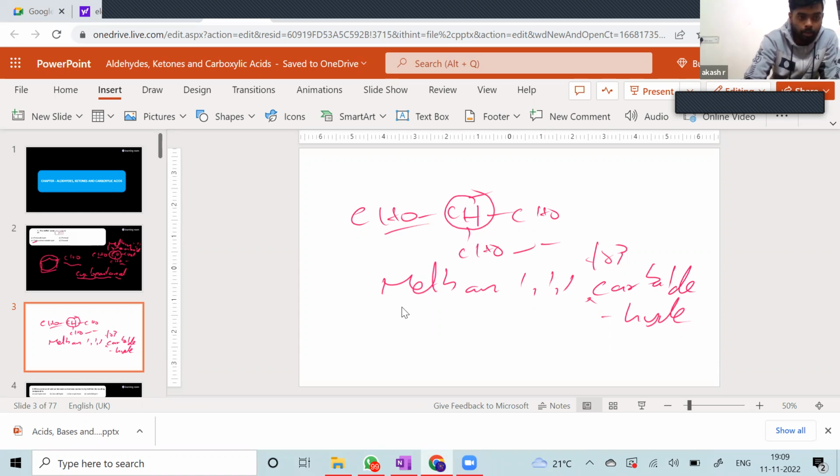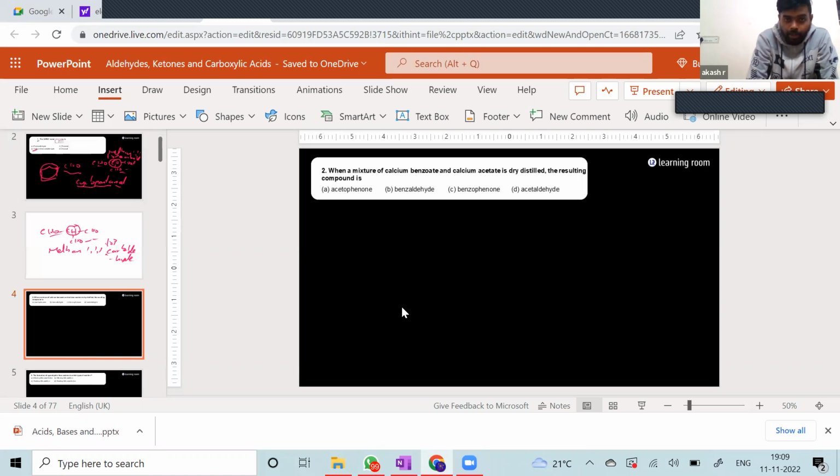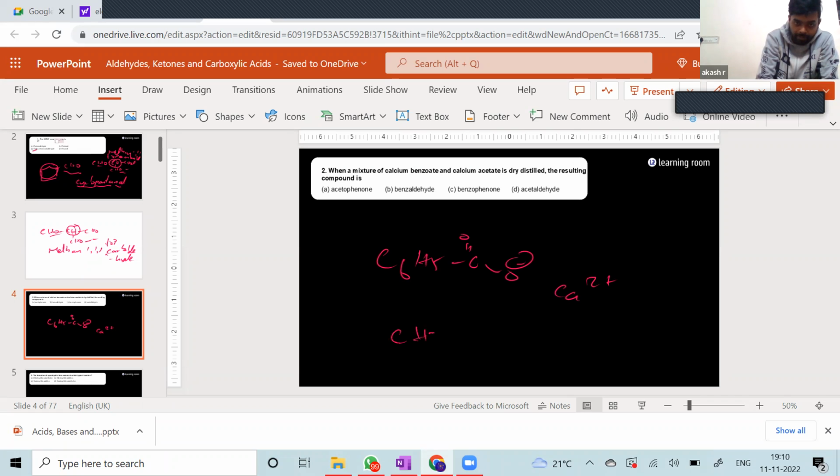Okay. Right. Moving on. When a mixture of calcium benzoate and calcium acetate is dry distilled, the resulting compound is... Now this is the shortcut I'll tell you. Calcium benzoate is going to look like this: C6H5, C double bond O, O minus, and then this is going to have Ca2 plus. And I'm going to have calcium acetate also. Calcium acetate is CH3COO minus, right?